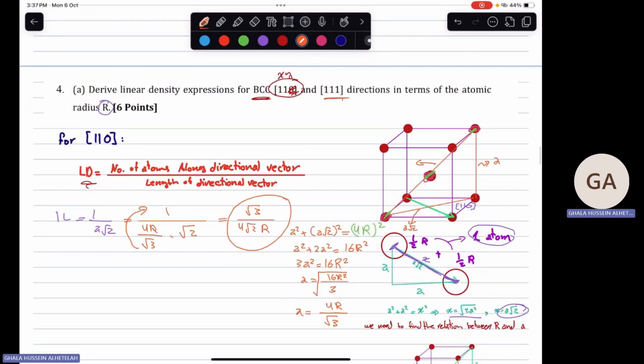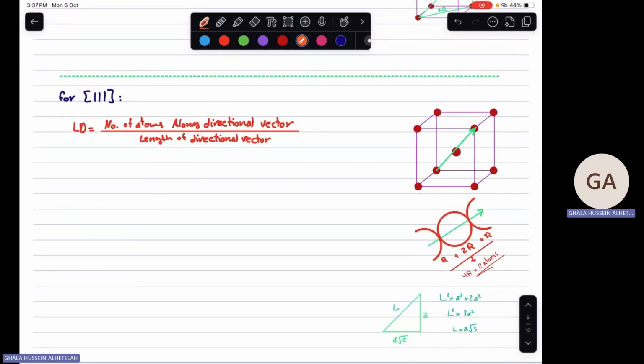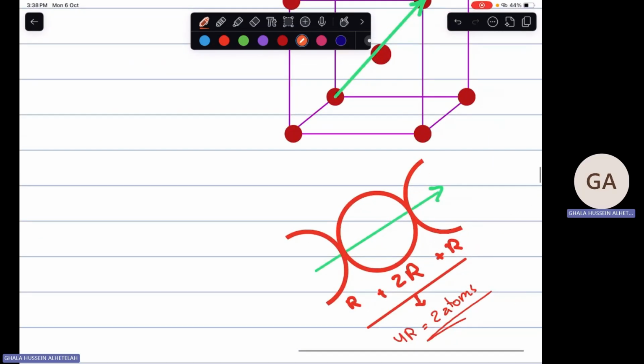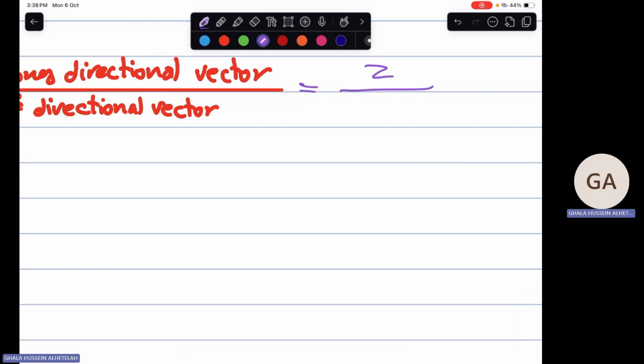Okay, let's find it for the other vector, which is 1 1 1. It is the same thing. We need to find how many atoms we have across this line. Okay, how many r's do we have? We have here a full atom, which means 2r, and here 1r, which is in total 4r, divided by 2r, which means we have 2 atoms on this line. Okay, so we know the atoms are 2.